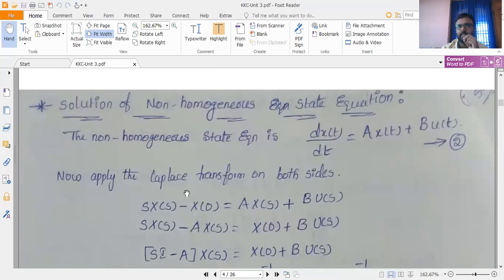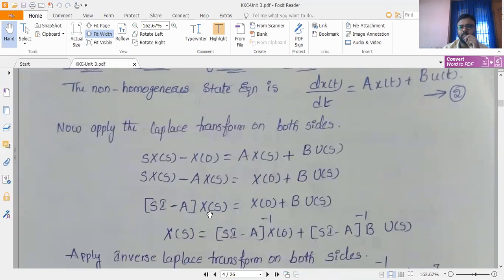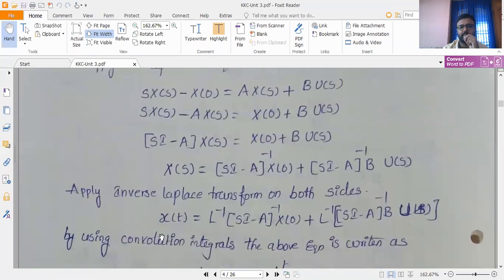Applying the Laplace transform to this equation, we get s into X(s) minus x of 0 is equal to A into X(s) plus B into U(s). After certain calculation, we obtain X(s) as (sI minus A) inverse into x of 0 plus (sI minus A) inverse into B into U(s). Applying the inverse Laplace transform to this equation, we get x of t is equal to Laplace inverse of (sI minus A) inverse into x of 0 plus Laplace inverse of (sI minus A) inverse into B into U(s).